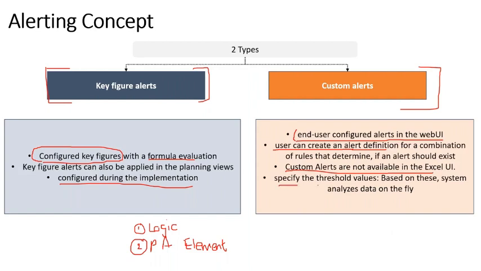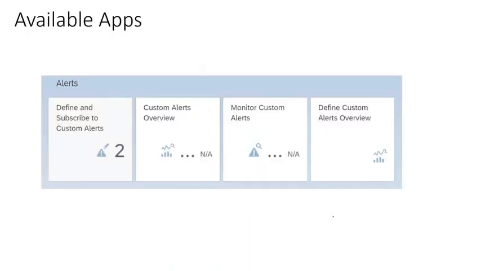So we specify the threshold values for an alert, for example if a key figure X is less than 10,000, or if a key figure X is 50% less than a key figure Y, etc. We specify those thresholds, then the system does the analysis calculation and shows us the alert. There are 4 available apps here, under a group called alerts.